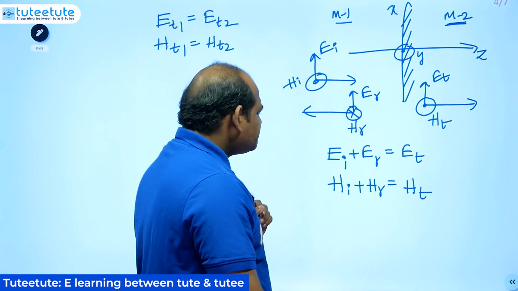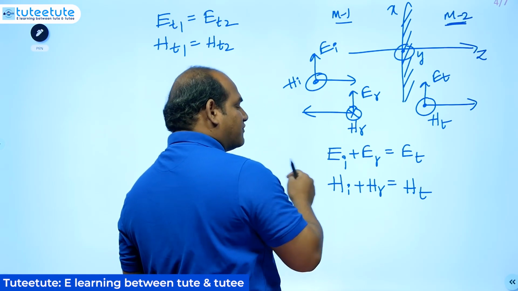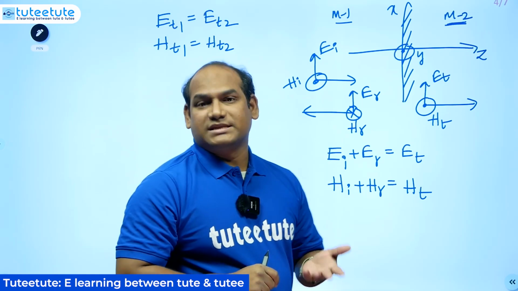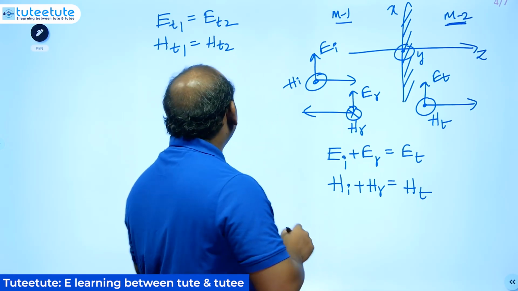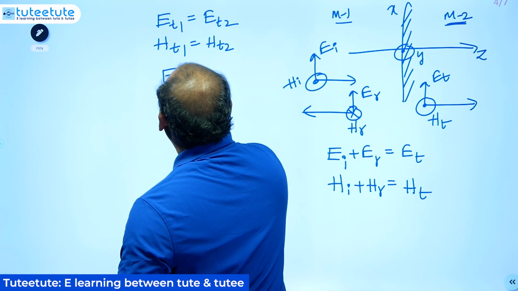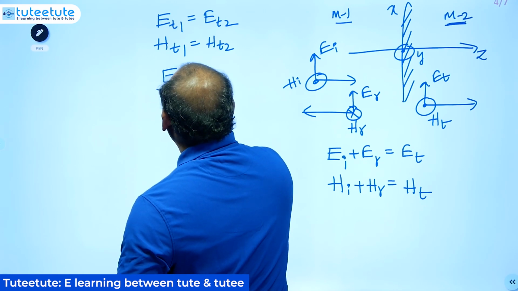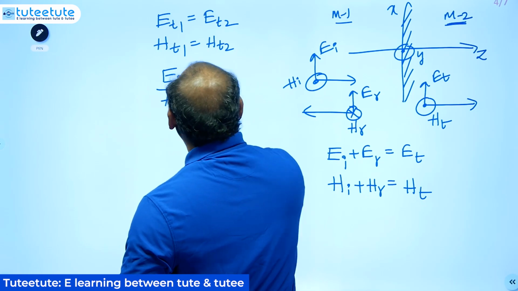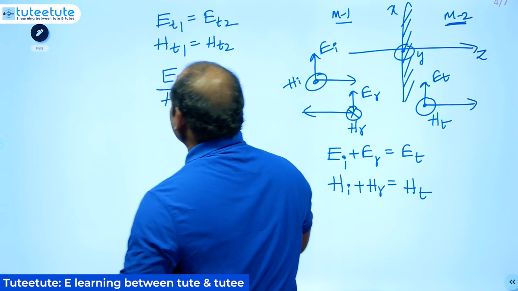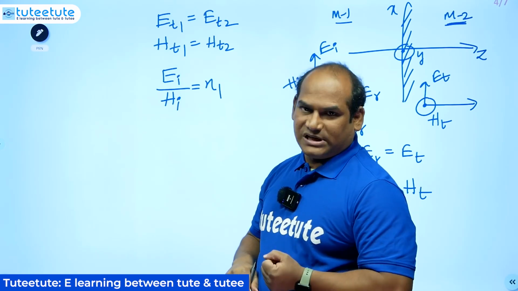Okay, then we have relations of this electric field and magnetic field with respect to impedance. From our basics we can write like this: the electric field of the incident wave divided by the magnetic field intensity of the incident wave is equal to the medium 1 impedance, because these two are available in medium 1 only.